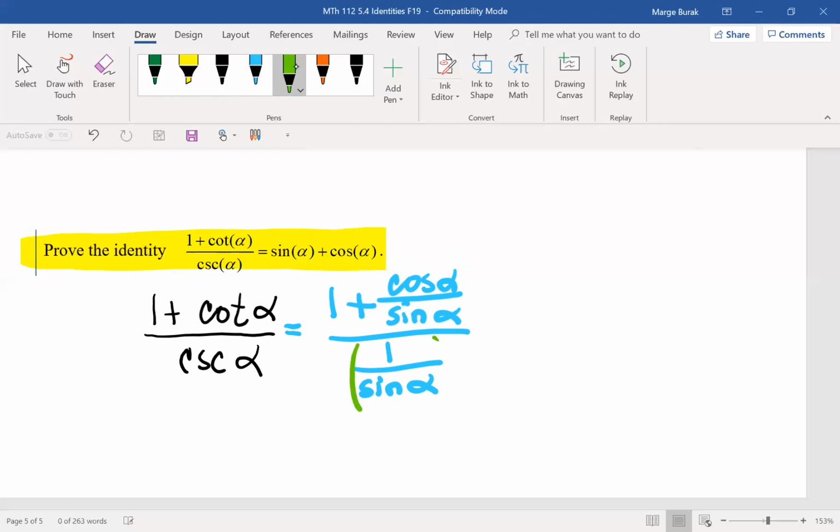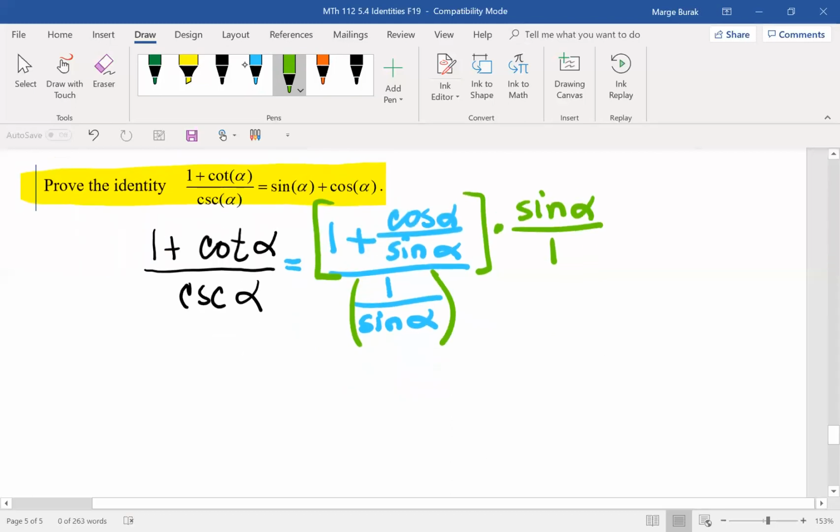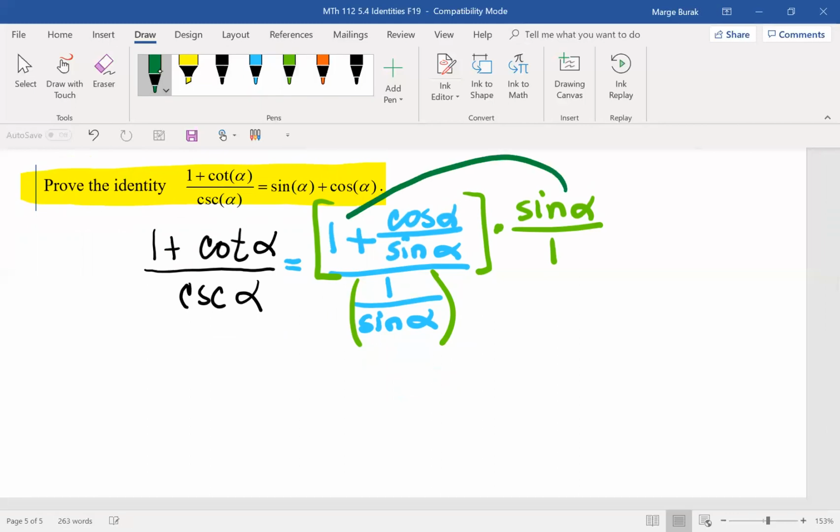Let's go ahead and times by the reciprocal of the denominator. Okay, so let's keep this guy and times it by sine of alpha over 1. Okay, is everybody okay with that? Now what we're going to do is, we're hoping something cancels out here. So we're going to distribute this to both of these guys.